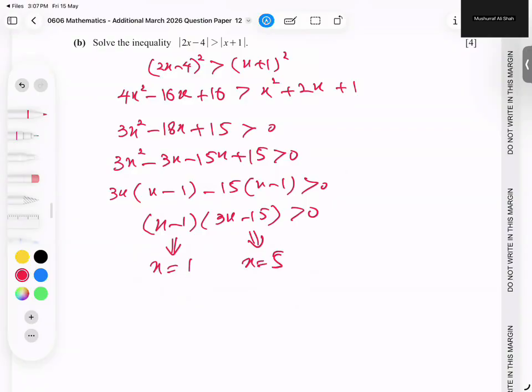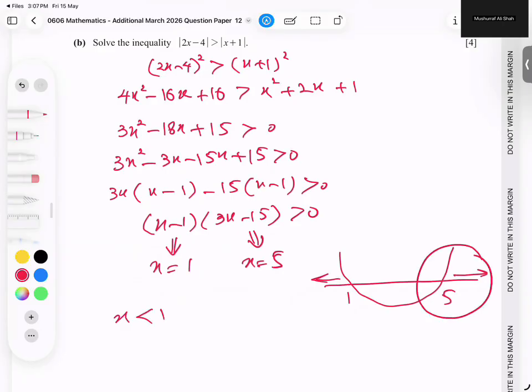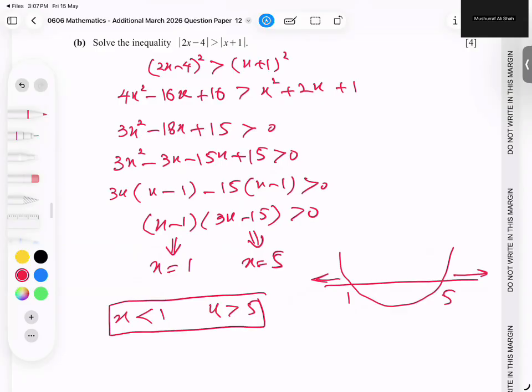Now we'll make a bell shape, or parabolic shape. And how to read it? More means outside, arrows outside. Smaller number is 1 and bigger number is 5. How to read this one? So x value is less than 1. And how to read this one, students? x is more than 5. I believe the point is very clear, and the question is completely done.